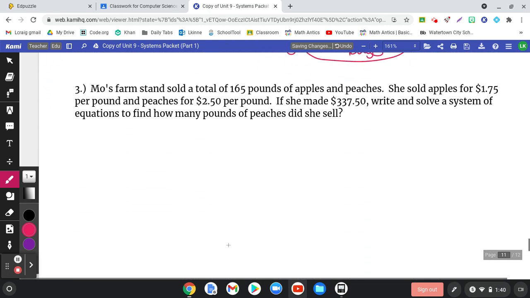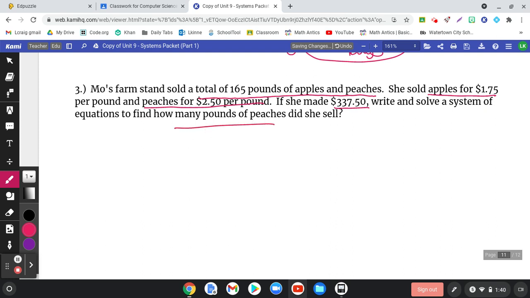All right, let's look at one last example here. Mo's farm stand sold a total of 165 pounds of apples and peaches. She sold apples for $1.75 per pound and peaches for $2.50 per pound. She made a total of $337.50. Write and solve the system to find out how many pounds of peaches. Okay, well, we're dealing with apples and peaches, so I'm going to use A for the pounds of apples, and P can be the pounds of peaches.